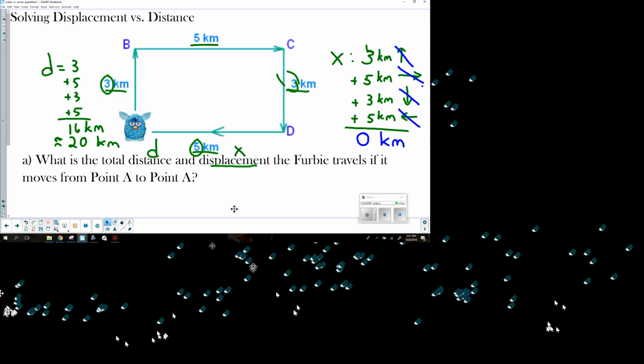Whenever I'm doing some sort of race or some sort of event, or if I'm walking around in a circle, my total displacement will always be 0 because my change in position will be 0. So that is the difference between distance and displacement. Now let's look at a different case.